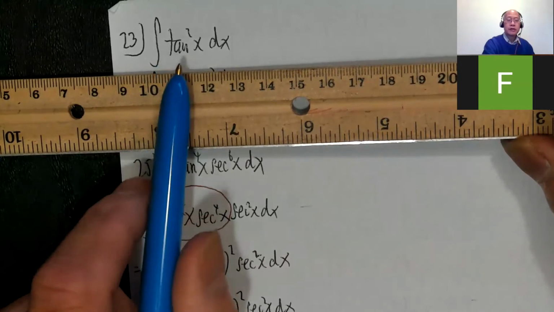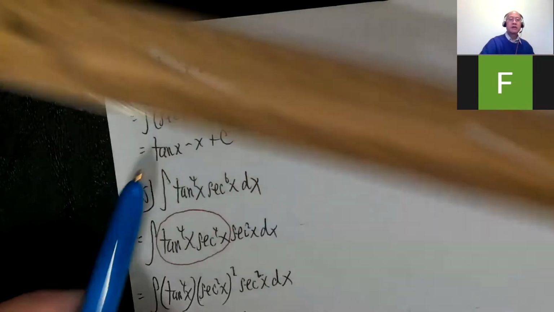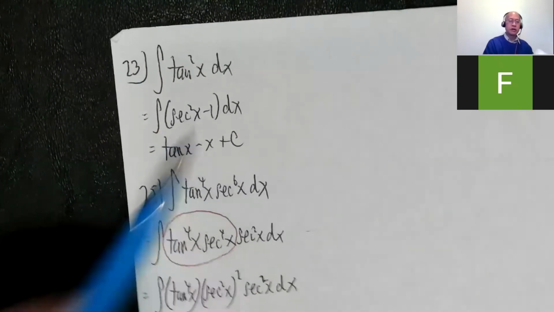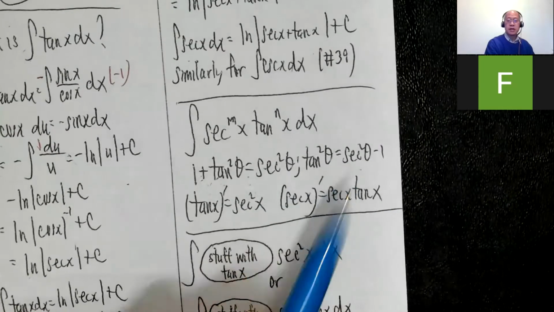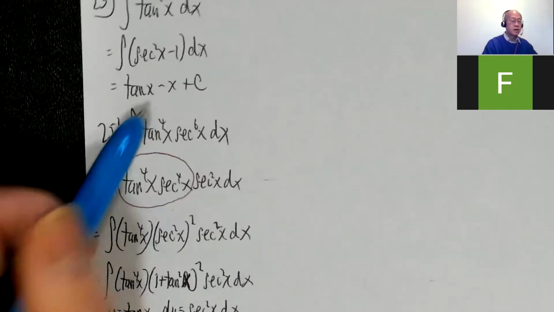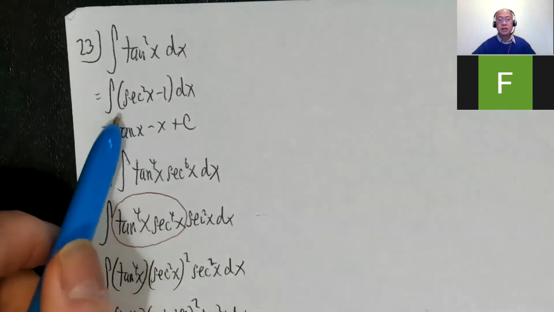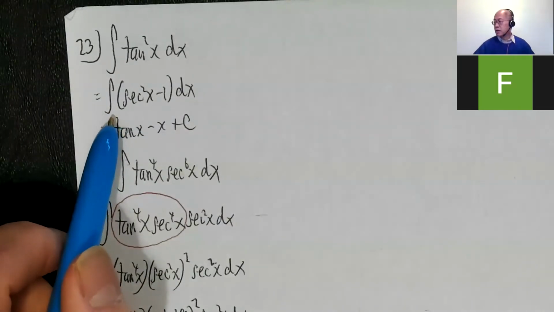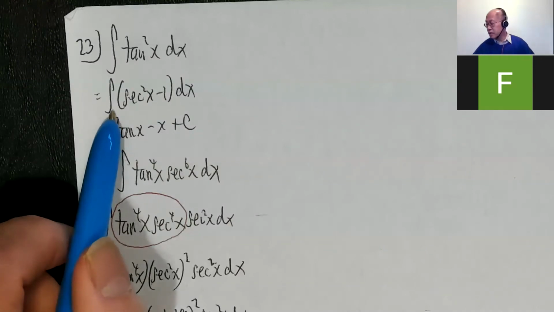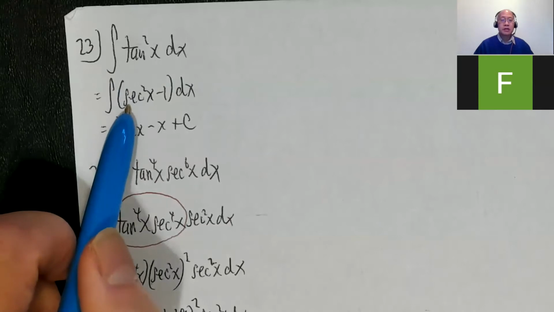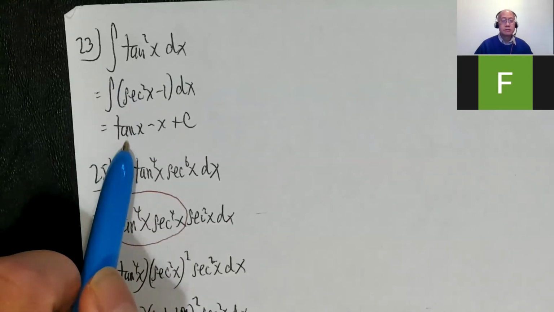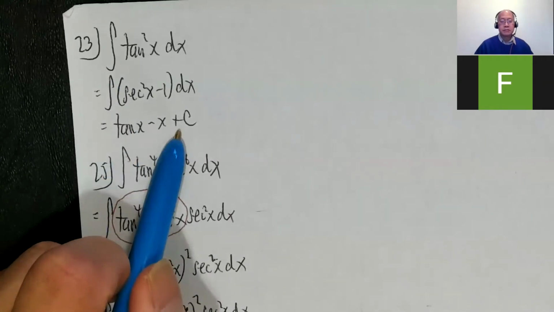Okay. You just have to realize tangent squared is secant squared minus 1, right? Tangent squared, secant squared minus 1. So tangent squared x, secant squared x minus 1. And now both of these are very easy to integrate. Then you go secant squared, tangent, minus x plus c. That's it.